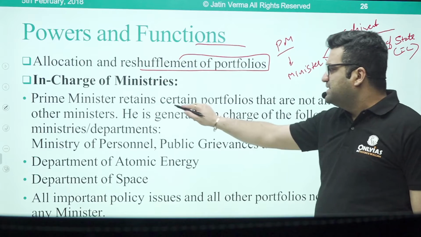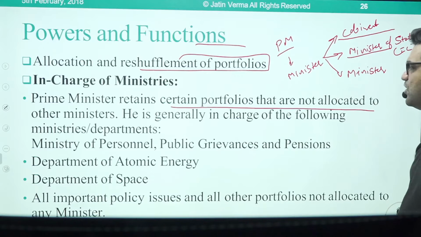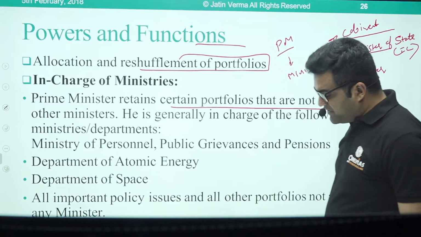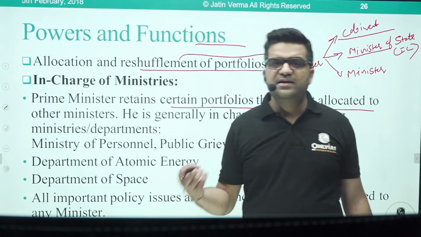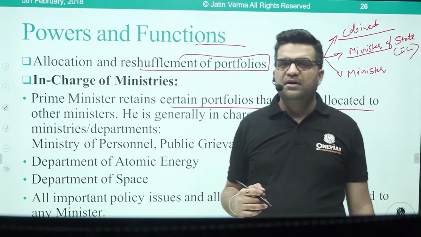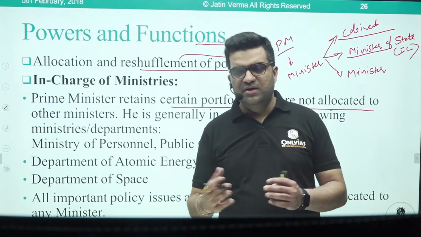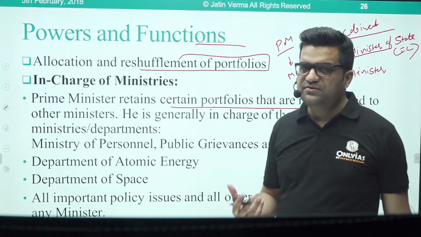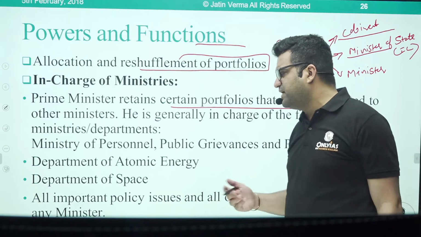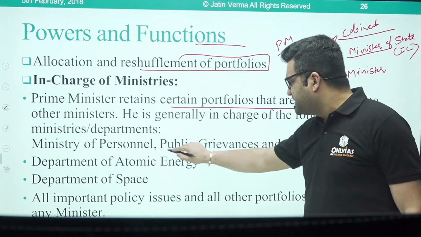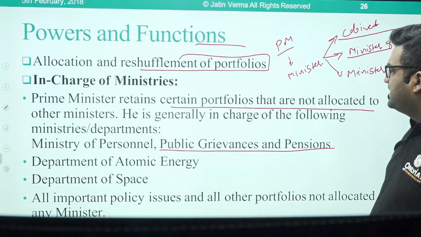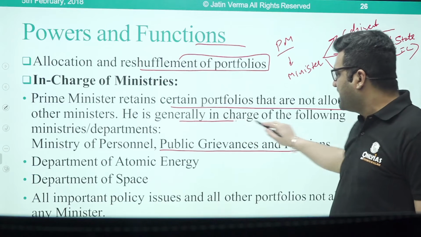Now, the Prime Minister retains certain portfolios that are not allocated. For example, Prime Minister Manmohan Singh retained the coal ministry with himself. And for a brief while, he retained the finance ministry also, in the first 3 months of the government in 2004. The Ministry of Personnel, Public Grievances and Pensions: generally the Prime Minister is in charge.